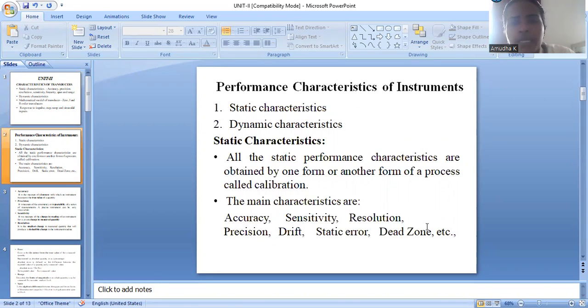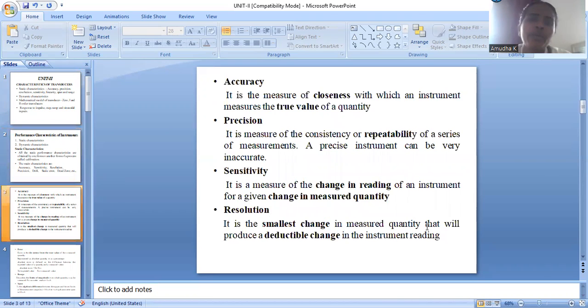So, performance characteristics of instruments: static characteristics. All the static performance characteristics are obtained by one form or another of a process which is called calibration. Calibration is a process which is used to analyze the static performance characteristics. The main characteristics are generally accuracy, sensitivity, resolution, precision, drift, static error, dead zone, etc. So we can see them one by one.